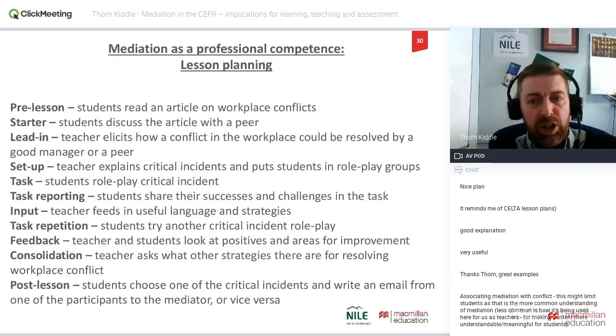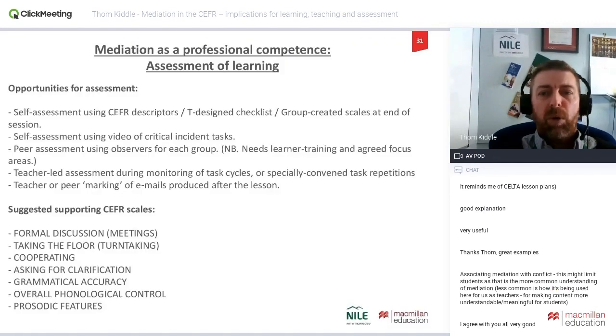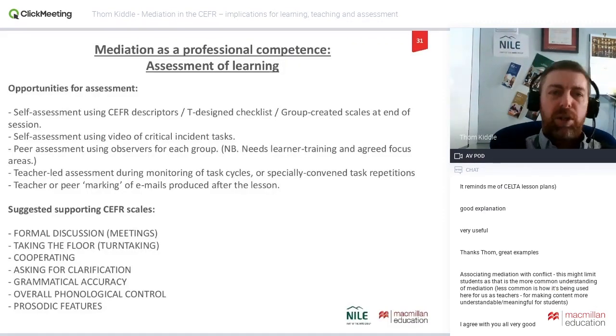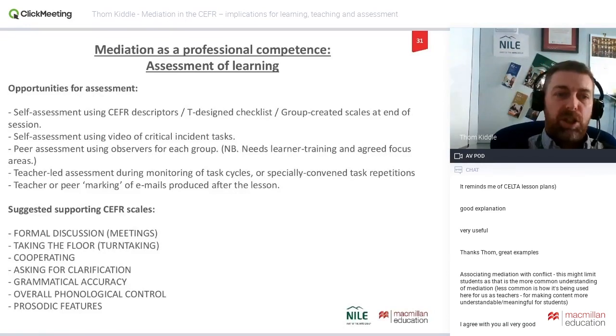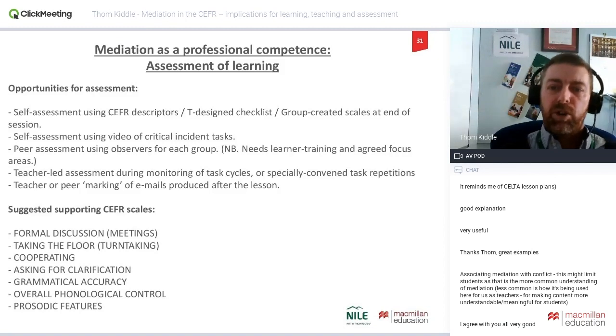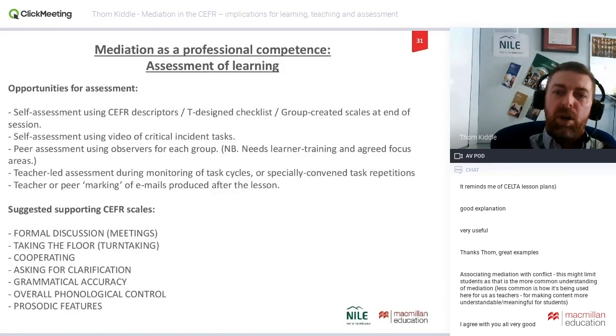We've got this lesson plan structure, but how are we going to measure whether it's been achieved? Well, there are all sorts of ways we might choose to measure this competence. We might ask the students to use those CEFR descriptors to self-assess. Do they feel they were able to do those things as they're described at B2 level? We might design a checklist that simplifies the language in the CEFR descriptors into functional checklist areas.